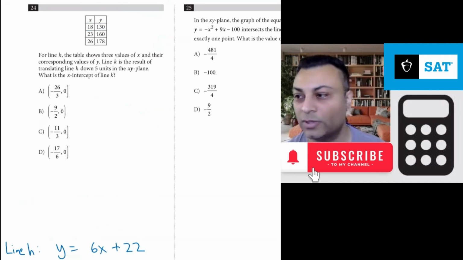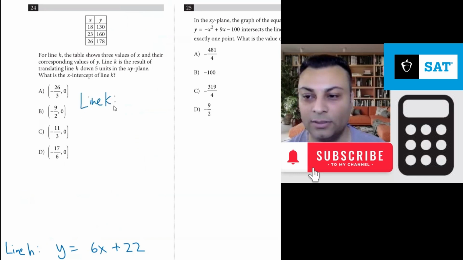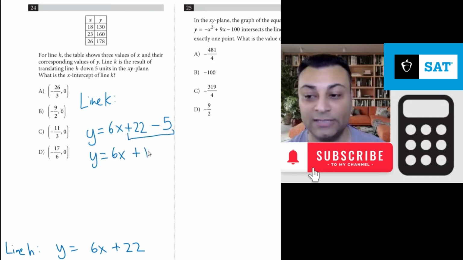Perfect. Okay. Now we need line K. Line K is formed by this line, and then we have to move it down 5 units. So we take y equals 6x plus 22. We move it down 5 units. So you get y equals 6x plus... You can do this in your calculator. You would get 17. 22 minus 5, 17. So this is line K.